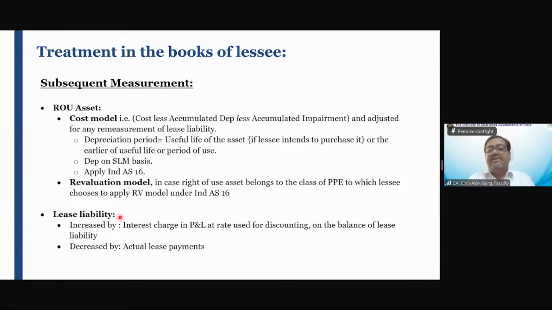Lease liability. Friends, what is the treatment of lease liability at the time of subsequent measurement? क्या करोगे lease liability का? You need to charge interest. You need to pay rental. Your lease liability will be increased by interest expense and decreased by lease payments. So this is the subsequent measurement, my dear friends.